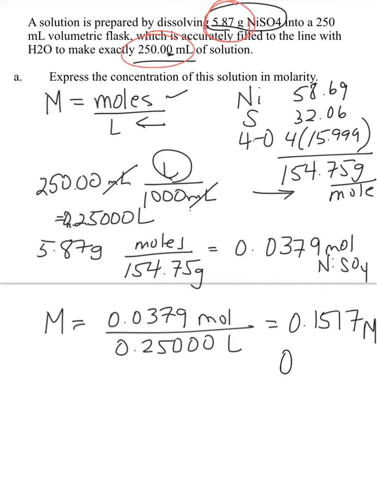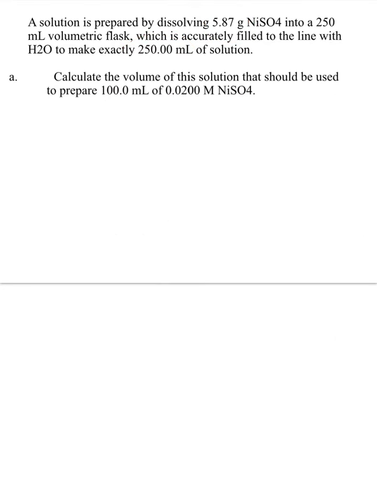So our final answer should have 3 significant figures. So 0.152 molar is the concentration of this solution as it's prepared to the correct number of significant figures. Now the next part of the problem was to figure out what the volume of the solution should be in order to prepare 100 milliliters of a 0.02 molar solution.